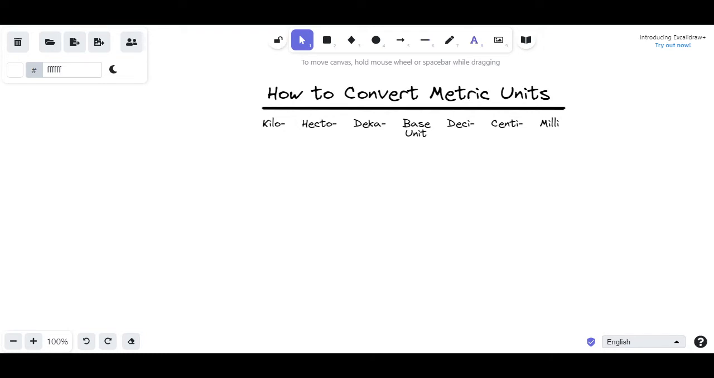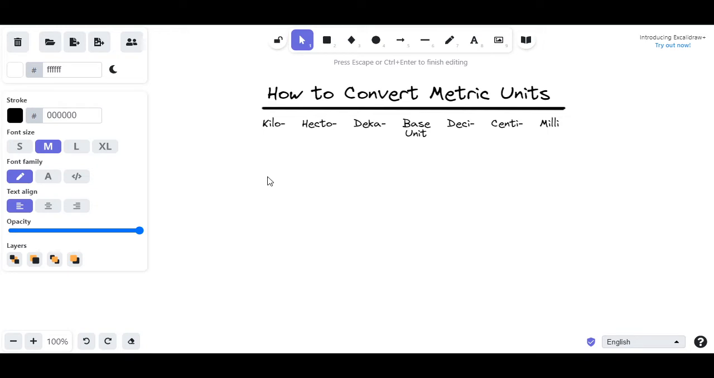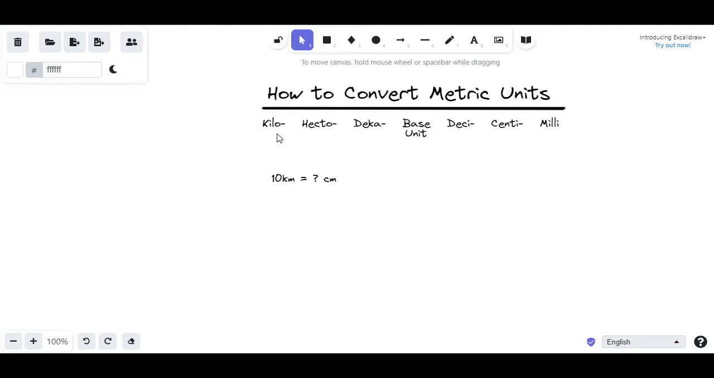So, for example, let's say I gave you something like 10 kilometers. And I wanted to know how many centimeters that's equal to. Okay, so there's two different ways to do this. The first way, using math, would be to count how many times you move from kilo to centi. And so if I count, that's 1 time, 2 times, 3 times, 4 times, and 5 times. That means I'm going to now multiply my answer by 10 5 times.